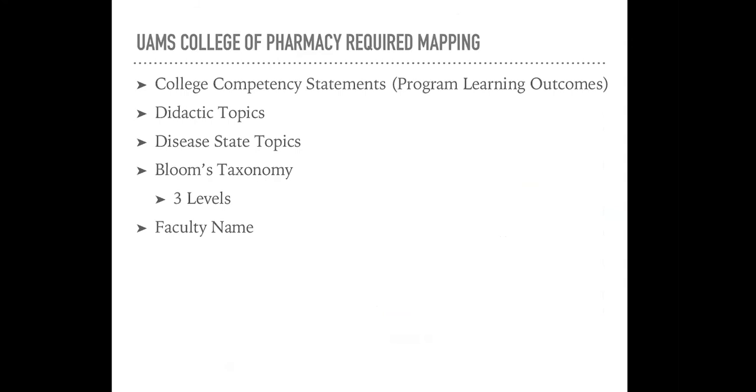So I figure some of you are curious as to what we require when it comes to mapping at our school. Each item that's tested in the college has to be linked to our competency statements, which you might call a program learning outcome. And then from our pharmacy accreditation standards, we get didactic topics. This is Appendix 1 for those of you pharmacy people. It would be questions like biochemistry versus medicinal chemistry versus anatomy and physiology.